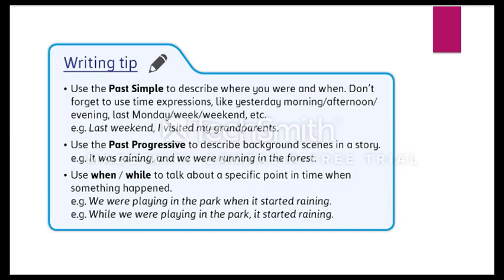Use the past progressive to describe the background scene in a story, like, it was raining and we were running in the forest. Use when and while to talk about a specific point in time when something happened. Example, we were playing in the park when it started raining. While we were playing in the park, it started raining.